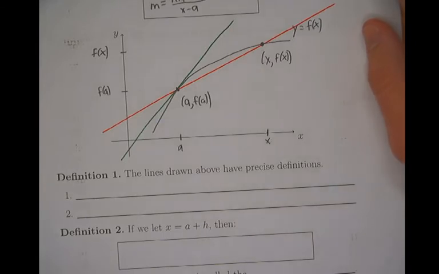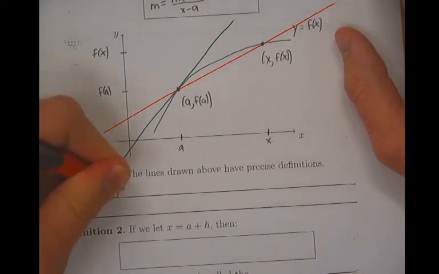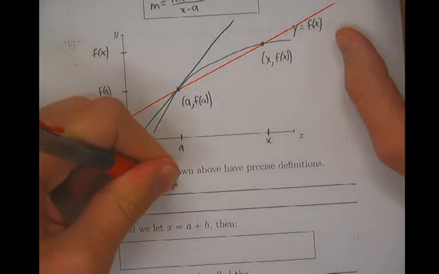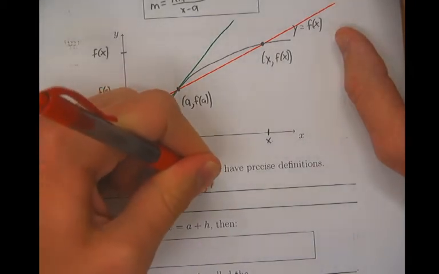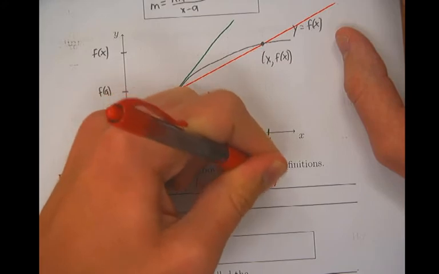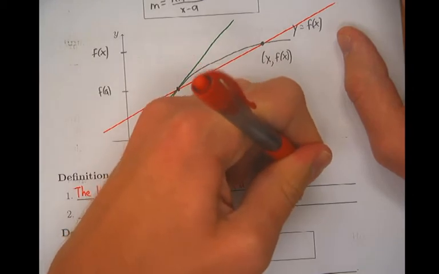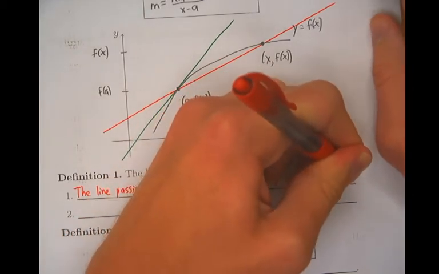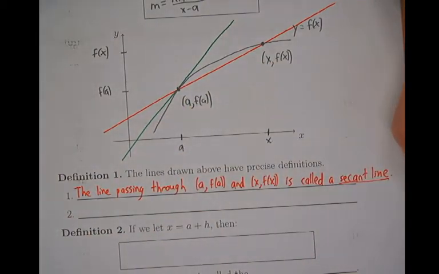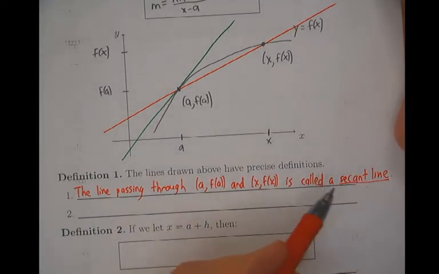It turns out these lines have precise definitions. The line passing through a comma f of a and x comma f of x is called a secant line. Something like this you have already seen in high school. You may not have seen the phrase secant line being used, but you have seen such a line being used before.